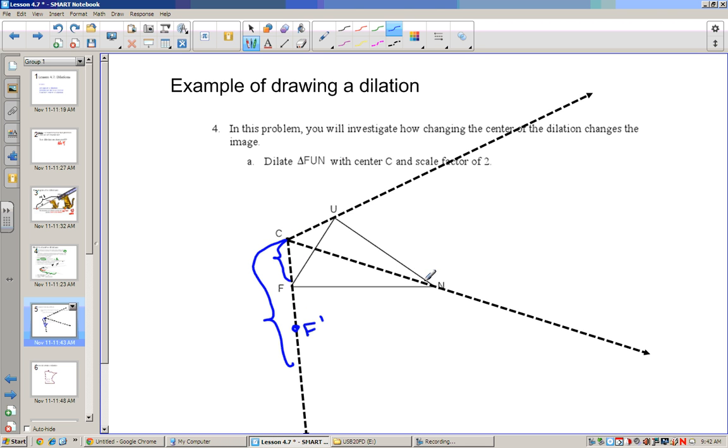Do the same with N: measure that distance and double it. N prime will be out here. Measure this distance and double it. U prime will be up here. If I connect those 3 vertices, I will get my dilation of this triangle. And each side should be twice as long.